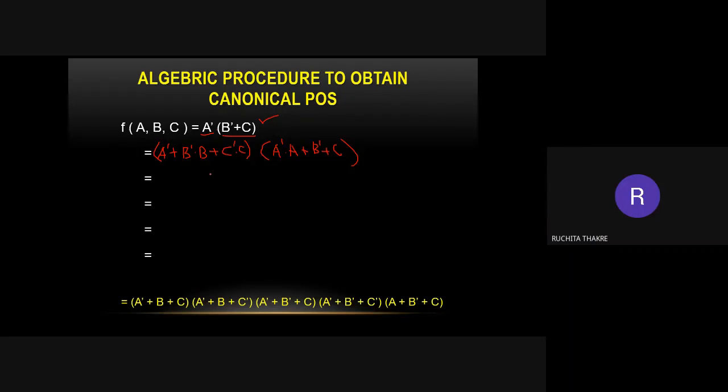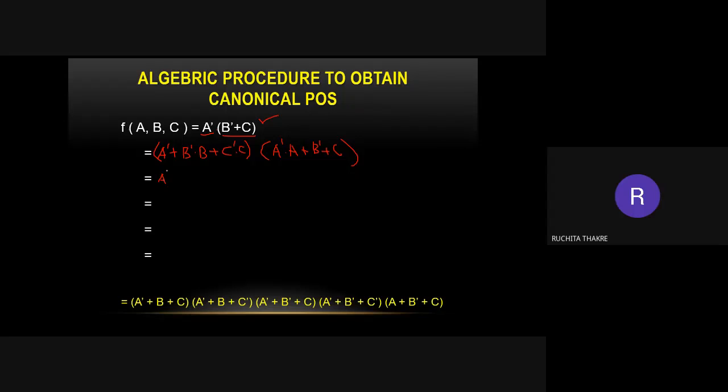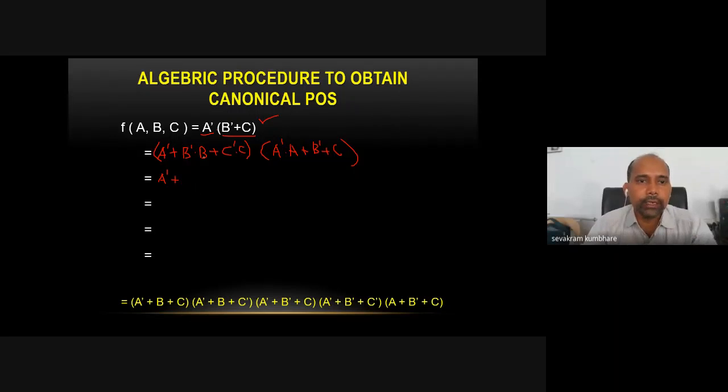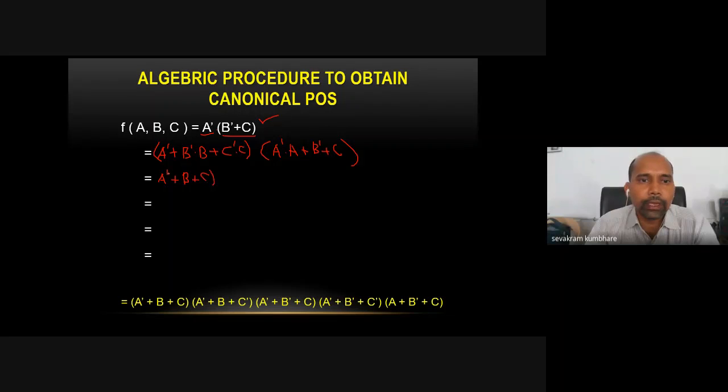Yes, sir. Now you have to split this. How to split this? A bar plus B, B bar, B bar, B. Anything you can take, any of this. So let us say, okay, I am taking B plus I am taking C, plus C. Okay, so this is 1.